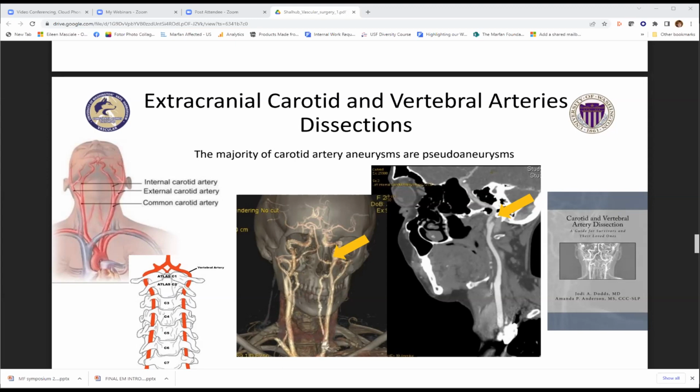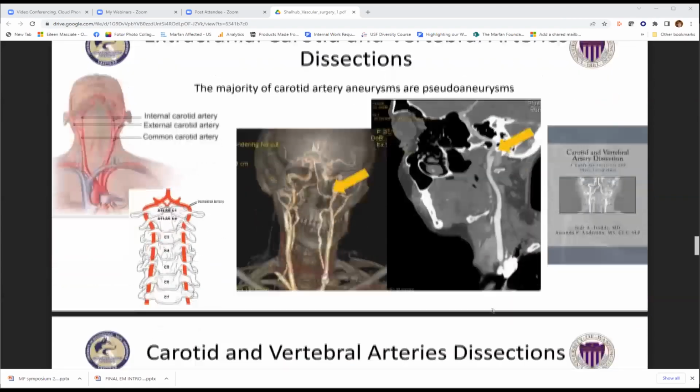The book on the right, Carotid and Vertebral Artery Dissections by Jodi Dodds, is actually a great book. She summarized both the medical knowledge about how to approach this, as well as interlaced that with stories of people who've had carotid and vertebral artery dissections. So it is worth a read if that's something you're interested in. Next slide.